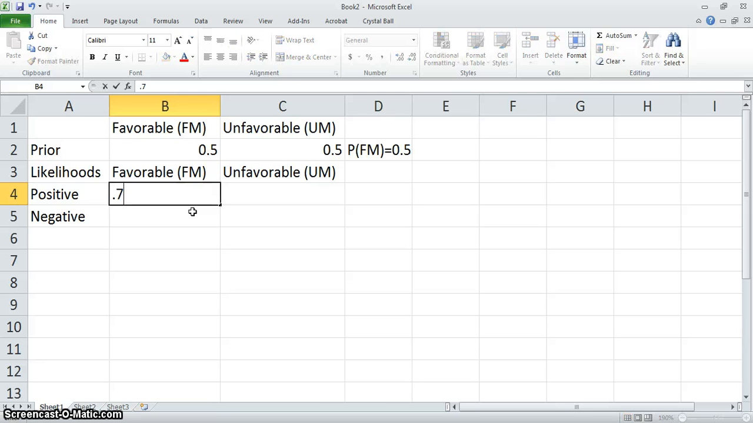Now in this case, when the market ultimately ends up being favorable, the survey results were positive 70% of the time, which means, although it wasn't explicitly stated, that they must be negative 30% of the time. I'm going to calculate this by entering a formula here that subtracts the 0.7 from 1. This will just give me the flexibility to change these likelihood probabilities if we wanted to reuse this model for another decision.